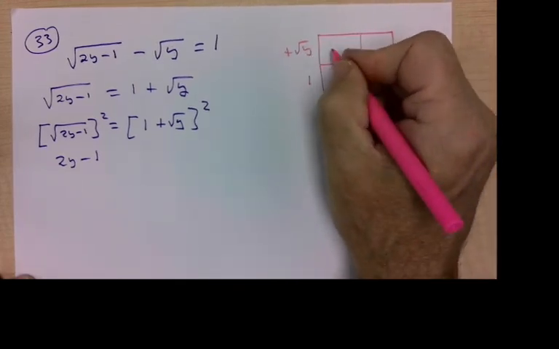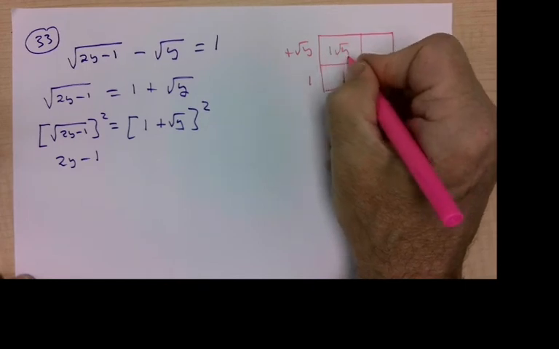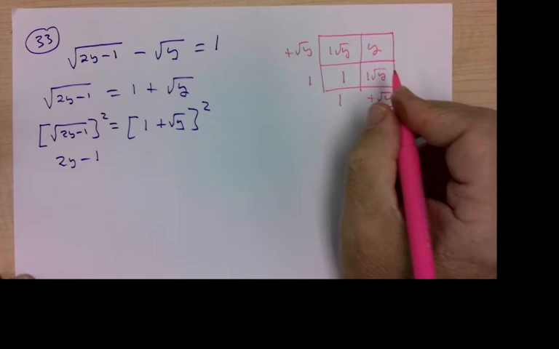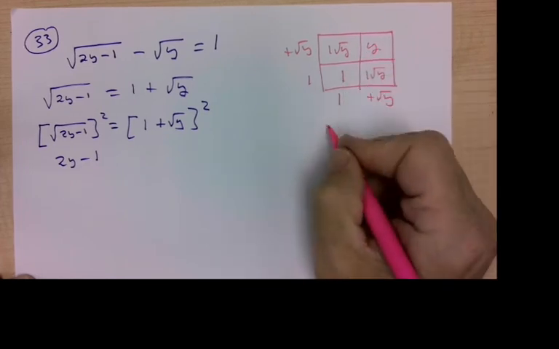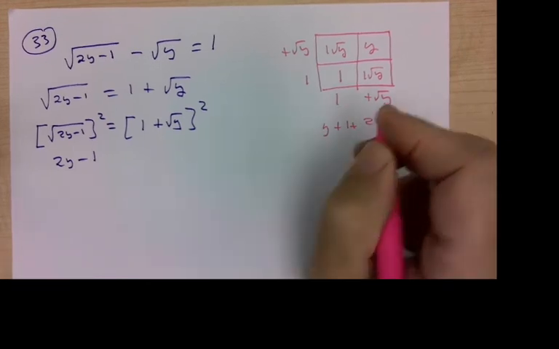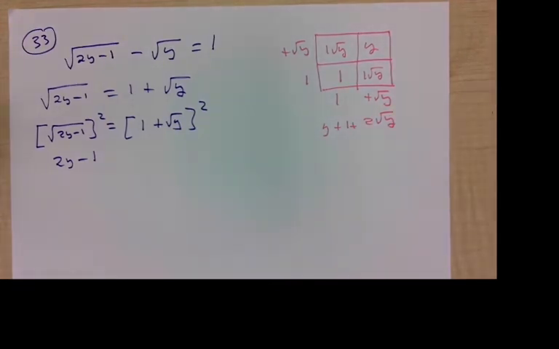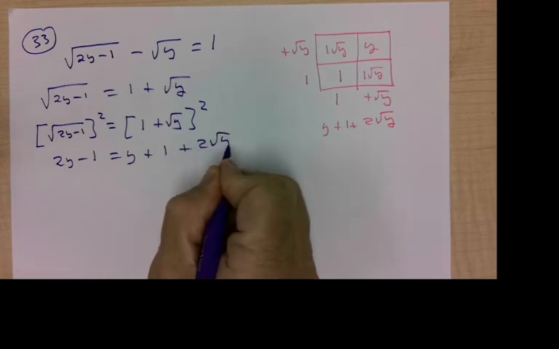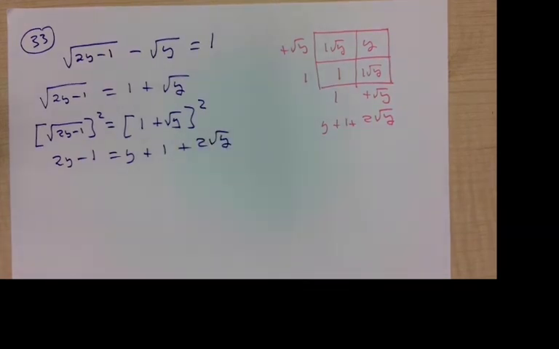1 times 1 is 1. 1 times root y is 1 root y. 1 times root y is 1 root y. Root y times root y is y. Add all those together, I get y plus 1 plus root y plus root y, which equals y plus 1 plus 2 root y.